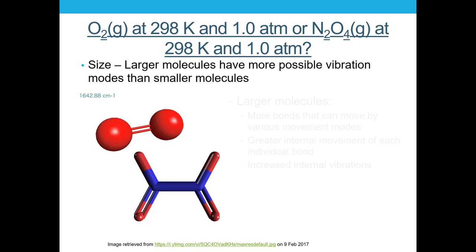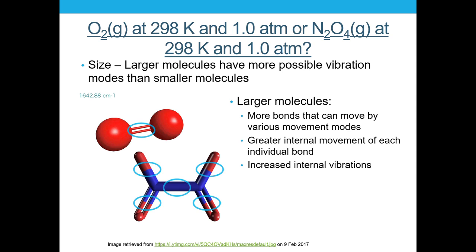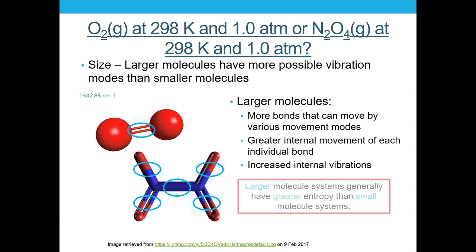When it comes to looking at these molecules, you want to think about the bonds that are present. For example, the oxygen only has one bond present, whereas the N2O4 has 5 different bonds. In terms of internal vibrations and movement, oxygen can only move through one bond, whereas N2O4 has 5 different ways of moving. Generally, having a larger molecule means you have more bonds present, and the more bonds you have present, the more internal movement that's possible. So with this in mind, the N2O4 system would have more entropy compared to the oxygen system.